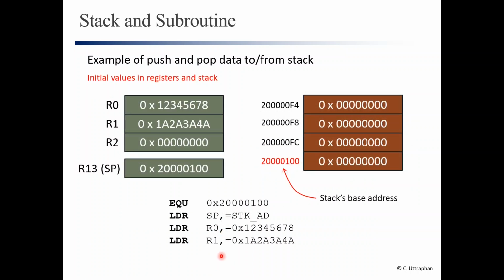This is the illustration of what is happening in the CPU registers and memory when we execute the program in the previous example. When we have LDR SP equals STK_AD, and STK_AD is equate to hex 20,100,000, it means the stack base address will be hex 20,100,000. When we load R0 and R1 with these values, then we will have these values in R0 and R1, respectively.